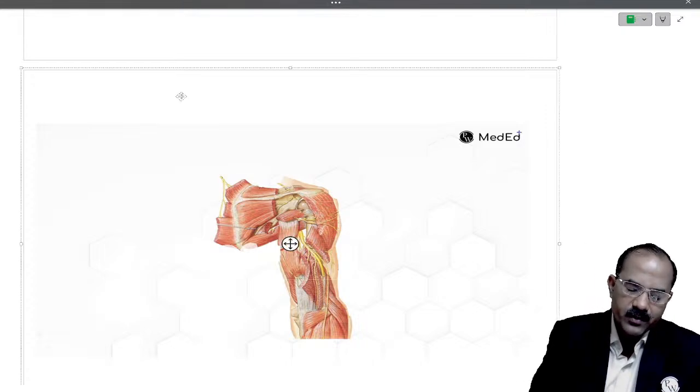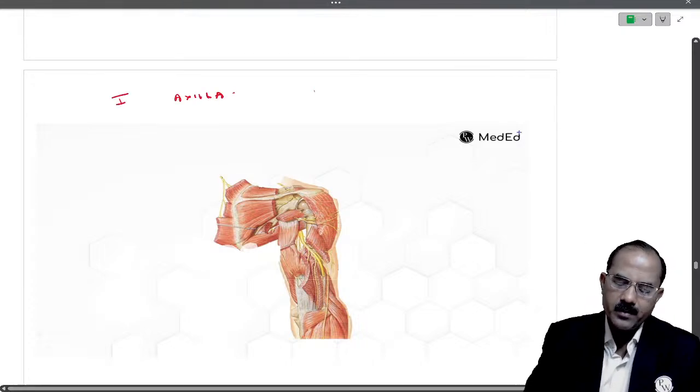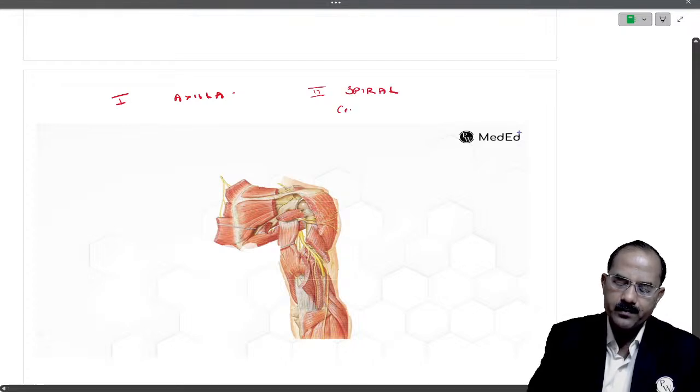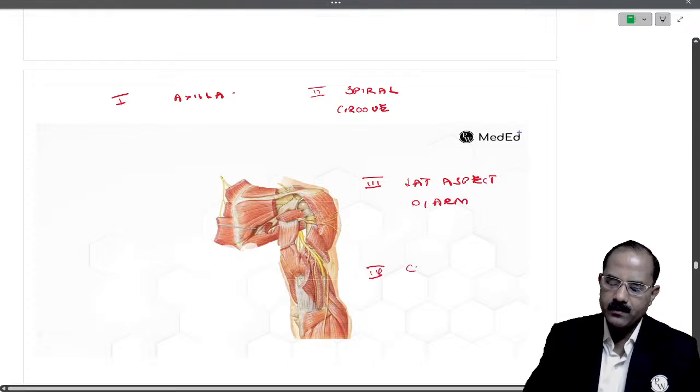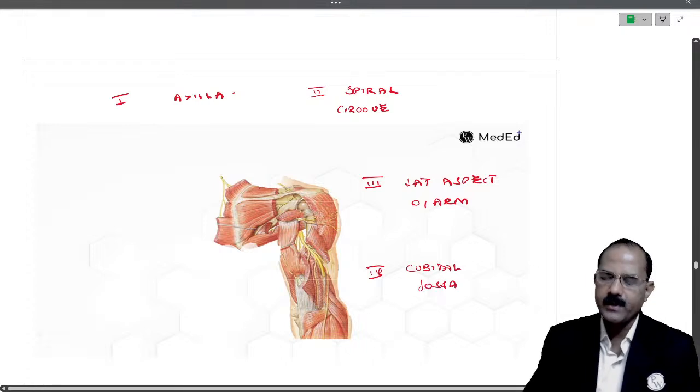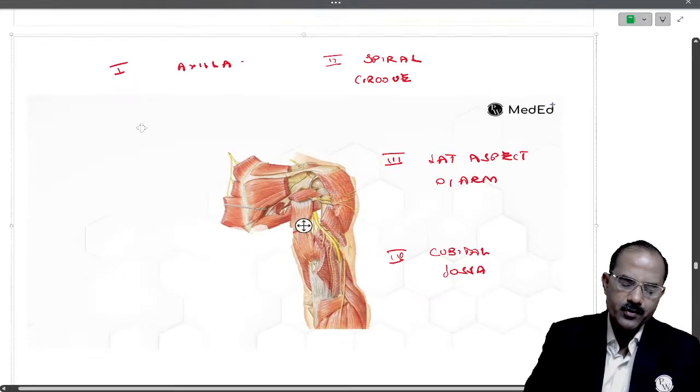The radial nerve is first in the axilla. From the axilla, it goes in the spiral groove. From the spiral groove, it comes on the lateral aspect of the arm, and finally it goes in the cubital fossa. So these are the four parts of the radial nerve. Just in short, I'll tell you.